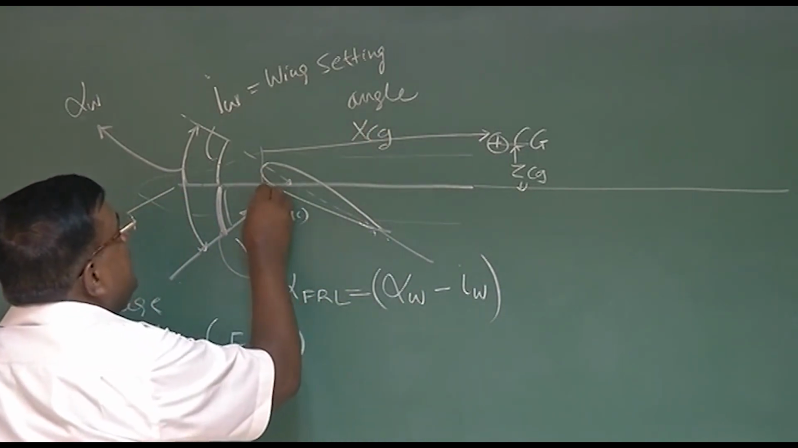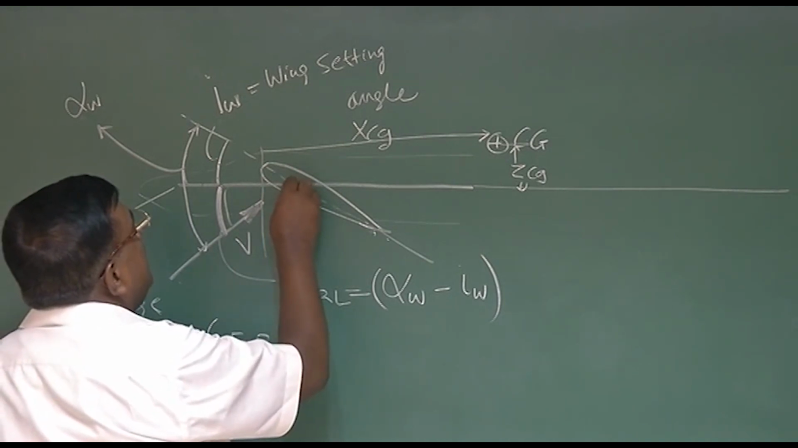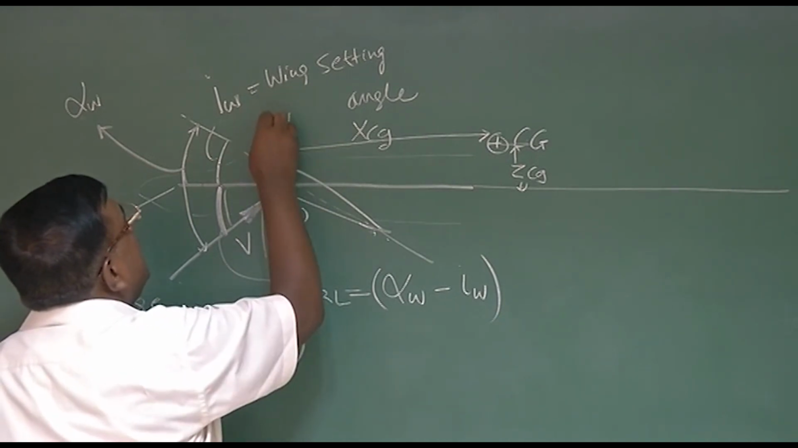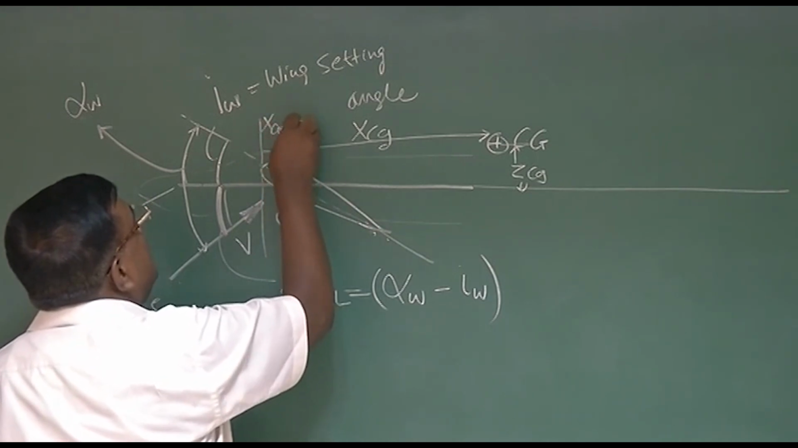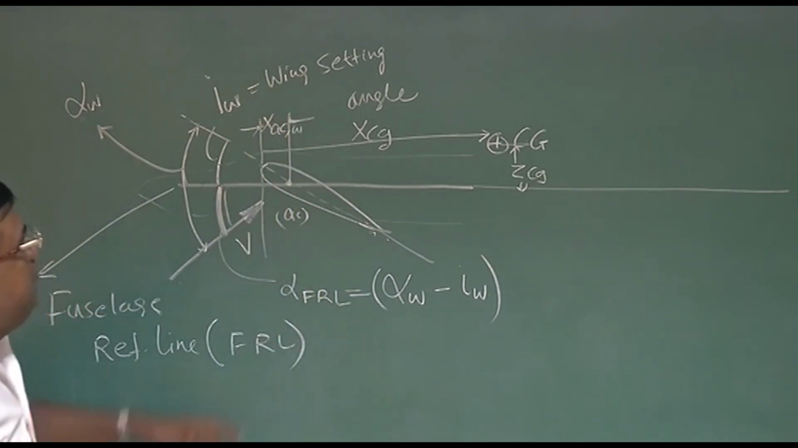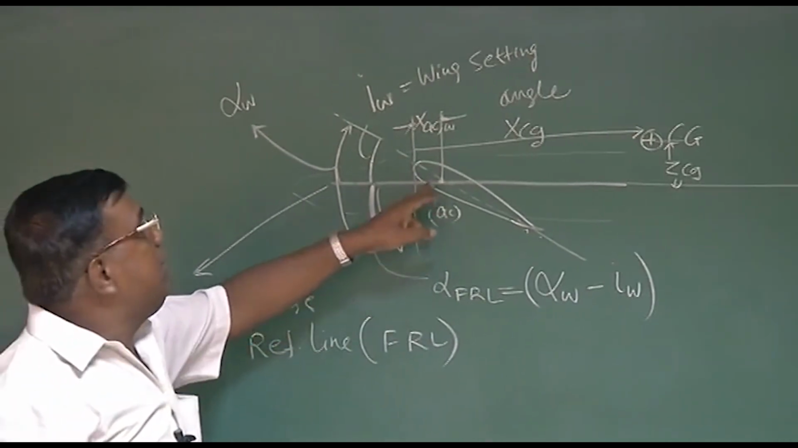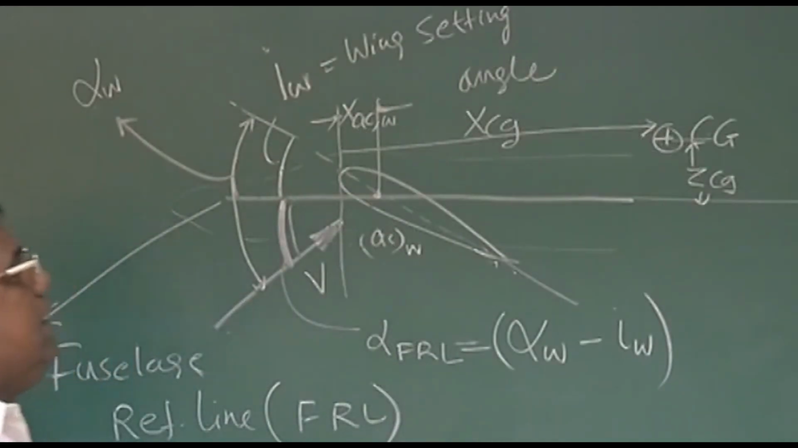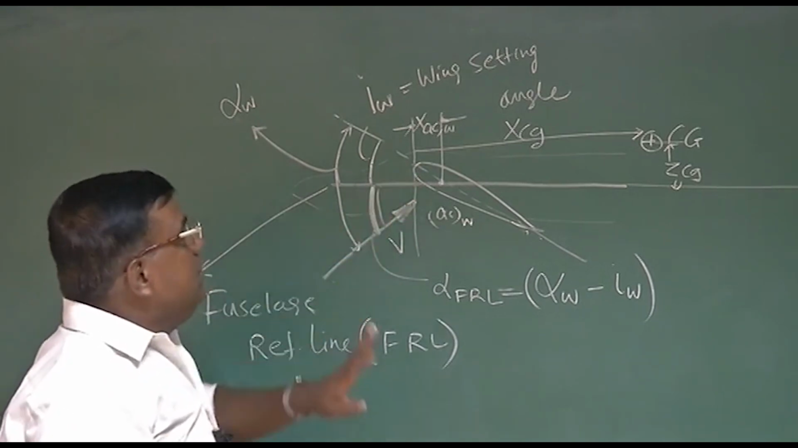Similarly, from the leading edge, when I am locating the aerodynamic center of the wing, I am naming it as X_AC wing. Is it clear? What is X_AC wing? From the reference leading edge, what is the x distance of the aerodynamic center of the wing? What is X_CG? It is the location of the center of gravity of the whole airplane. From which reference? From the leading edge of the wing.